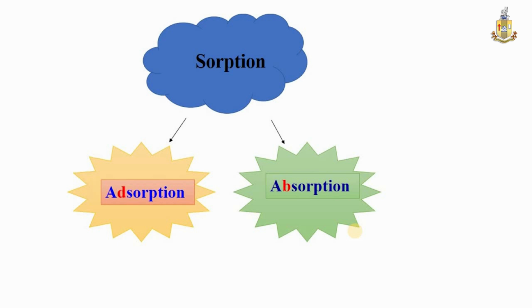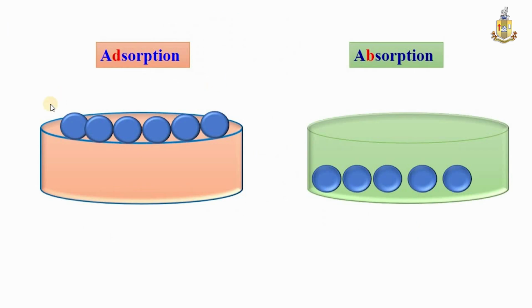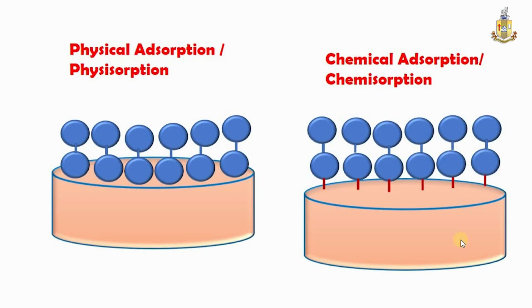Sorption can be classified into two types: adsorption or absorption. Adsorption is nothing but a physical interaction of the surface. Absorption means it dissolves or interacts with the inner surfaces.